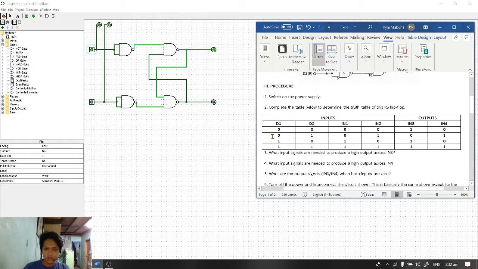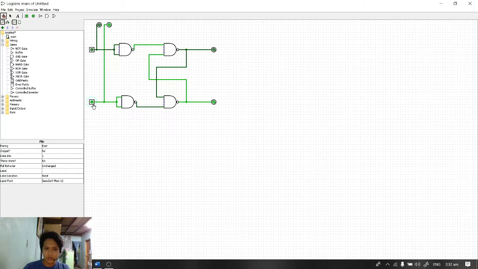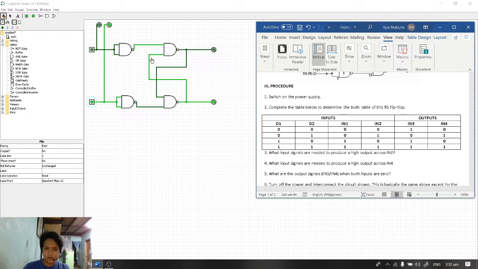Then, kapag ginawa natin yung D1 is 0, then the D2 is 1. Then, the output will be in 1 is 0, then the in 2 is 1. Then the in 3 is 0, then the in 4 is 1.